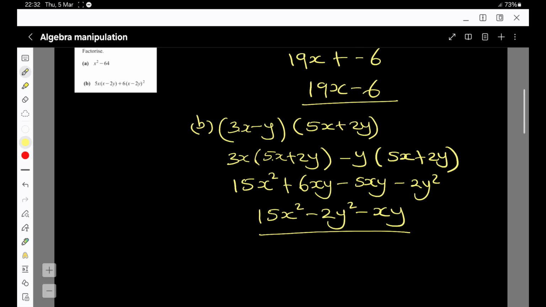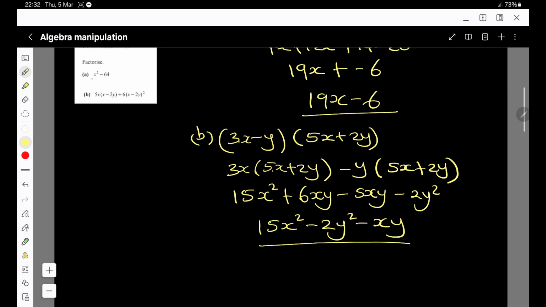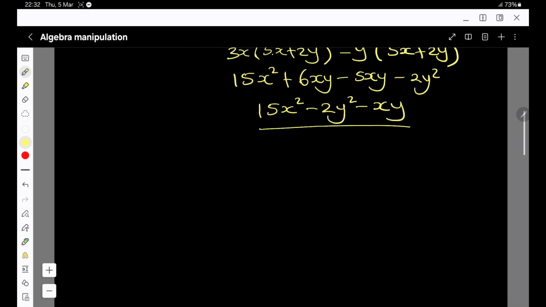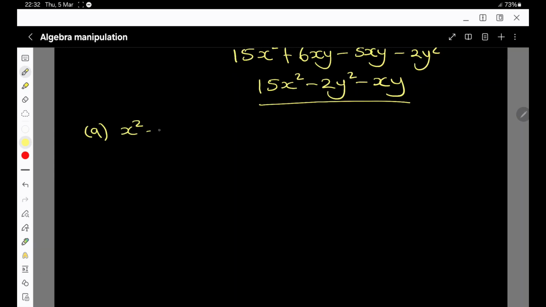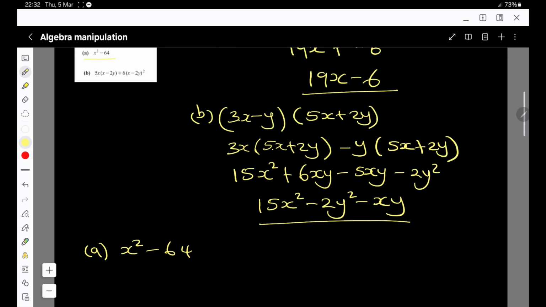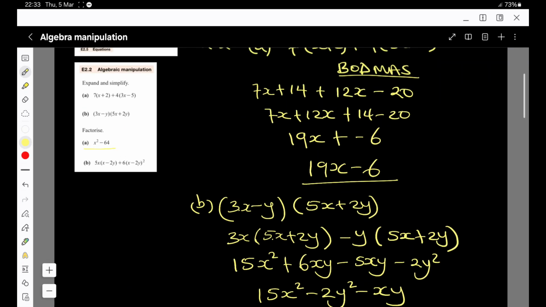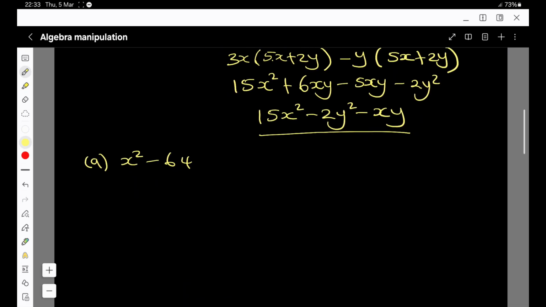They want us to factorize x squared minus 64. Okay. The next number, part A. Factorize x squared minus 64. So when you think about factorizing, what we've been doing up here is expanding what has been factorized. Now, to factorize, it means we need to start from, let's say, this last number upwards. That's factorizing.